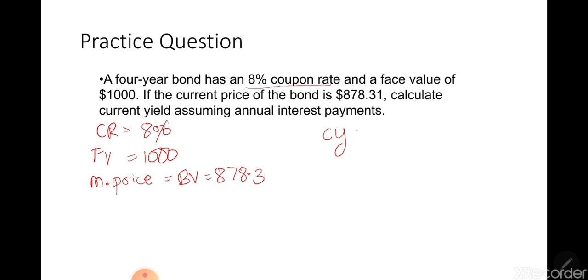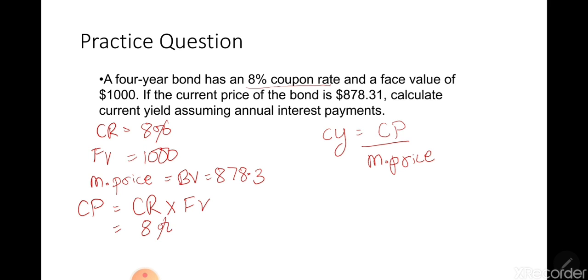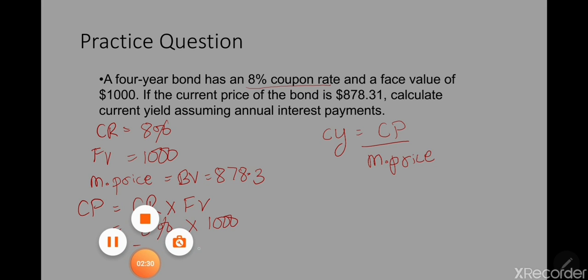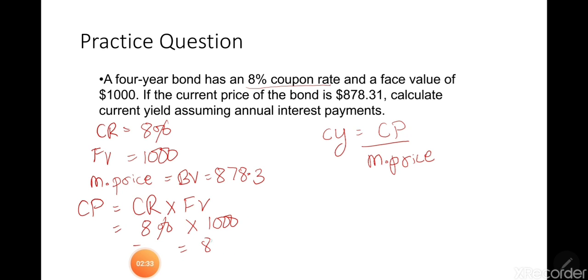So the formula for current yield is coupon payment divided by market price. We will first have to calculate the coupon payment. The formula for coupon payment is coupon rate multiplied by face value. So the coupon rate is 8%, multiplied by the face value. 80 is the coupon payment. So 80 divided by market price, which is 878.31.